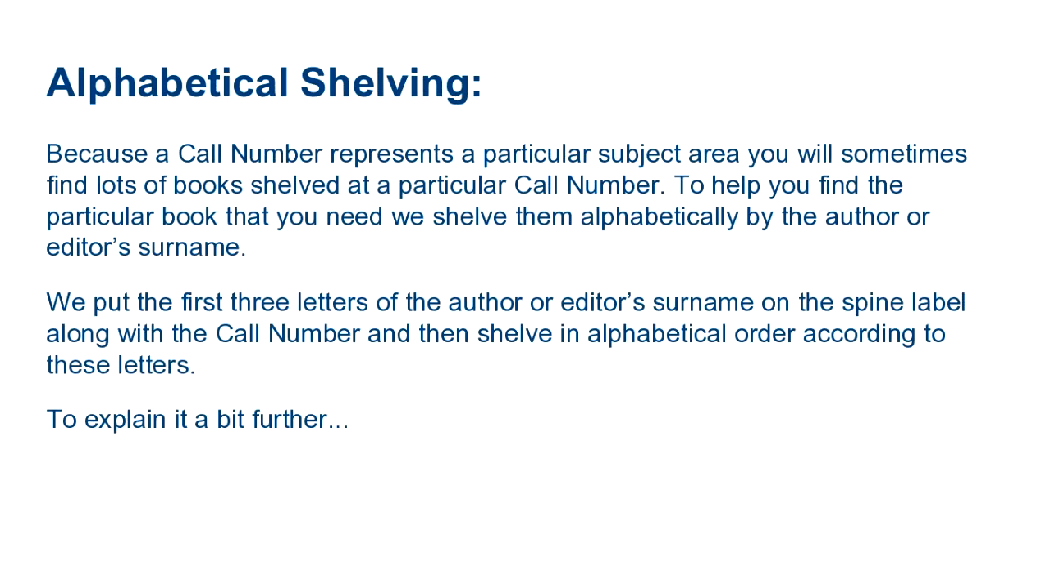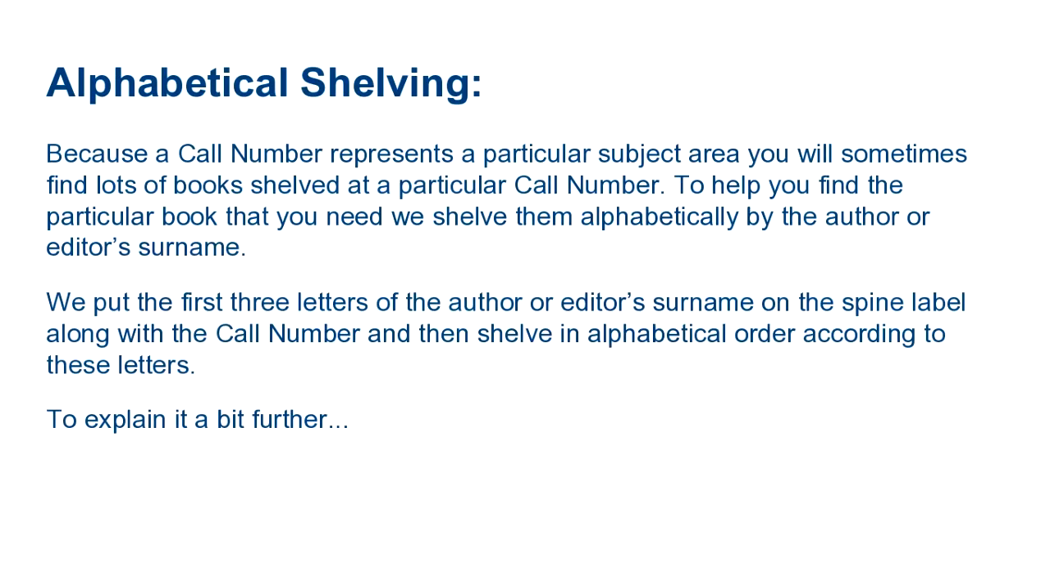Because a call number represents a particular subject area, you will sometimes find lots of books shelved at a particular call number. To help you find the particular book that you need, we shelve them alphabetically by the author or editor's surname. We put the first 3 letters of the author or editor's surname on the spine label along with the call number and then shelve in alphabetical order according to these letters within that call number.